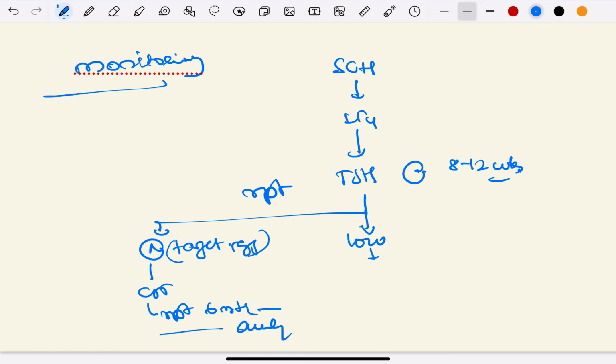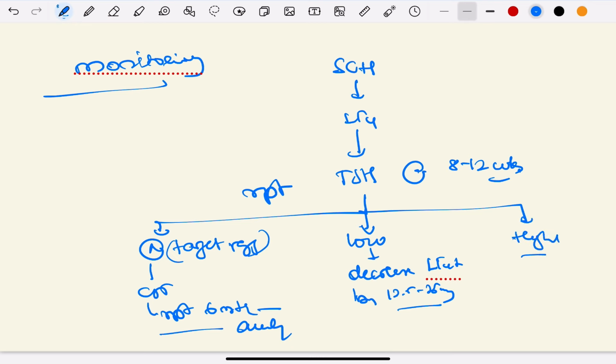too low, then you have to decrease the T4 dose. Decrease T4 dose by how much? 12.5 to 25 microgram. So this is how you have to decrease. If TSH is too high, that means the dose you are giving is inadequate, so you increase the LT4 dose by 12.5 to 25 microgram. So this is how you are going to monitor the case of subclinical hypothyroidism.